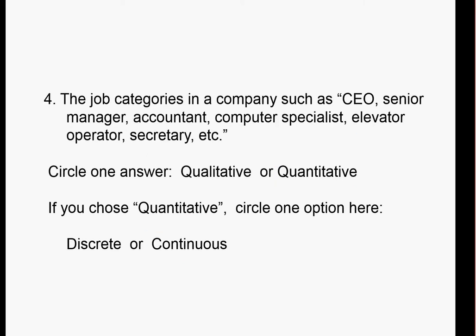The job categories in a company, such as CEO, senior manager, accountant, computer specialist, elevator operator, secretary, so on and so forth. These different job categories are obviously things that are different in kind. So this is a qualitative variable.